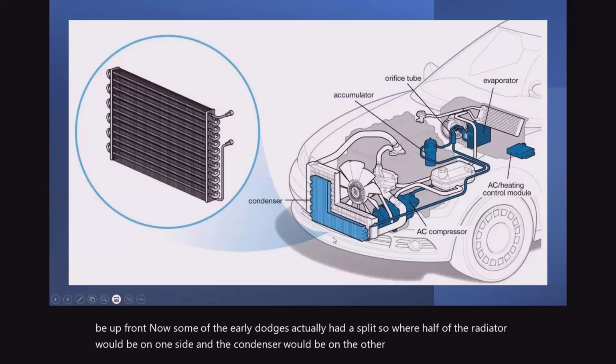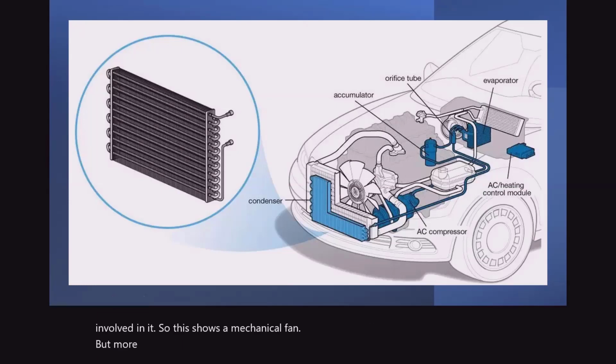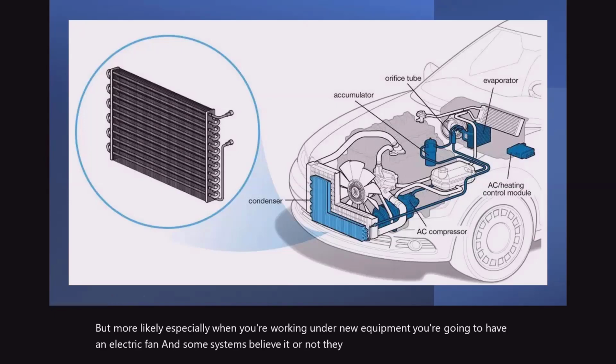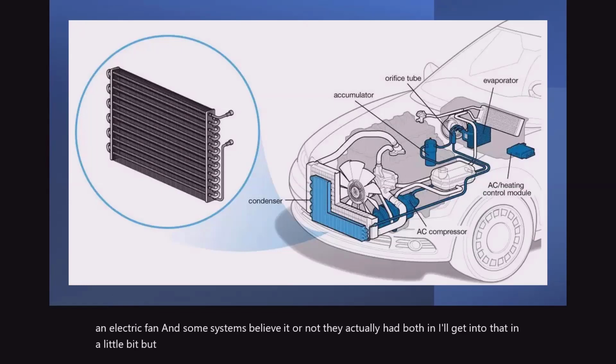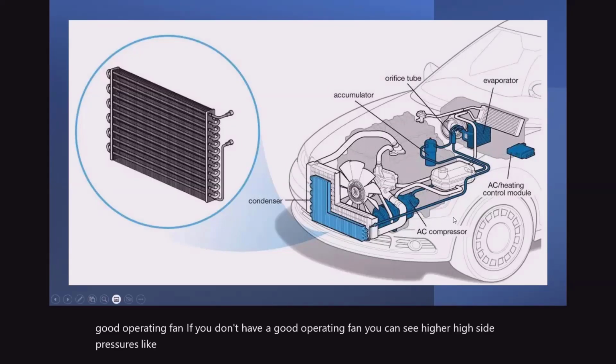And you'll also have fans involved in it. This shows a mechanical fan, but more than likely, especially when you're working on the new equipment, you're going to have an electric fan. And some systems, believe it or not, actually had both. I'll get into that in a little bit. But you're going to have some kind of exchange of the heat, so we need to have a good operating fan. If you don't have a good operating fan, you can see high side pressures like that, and you could even go beyond that too.